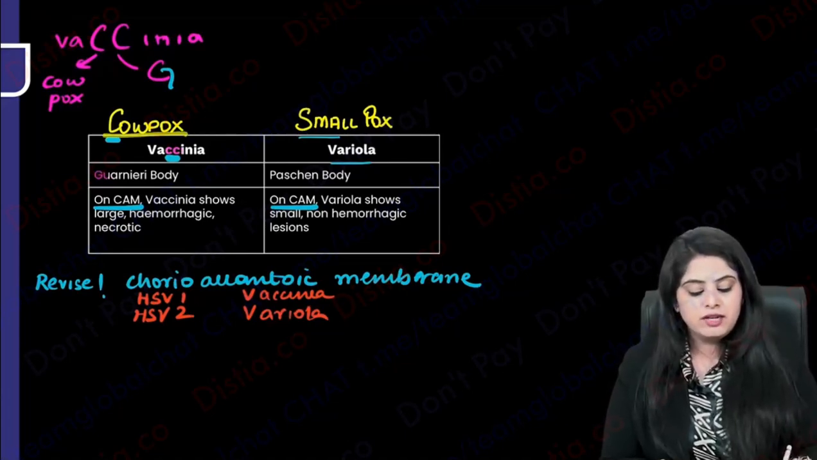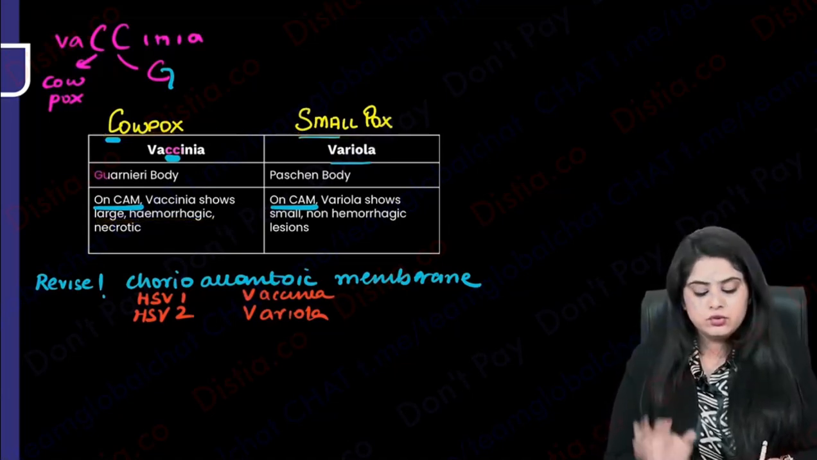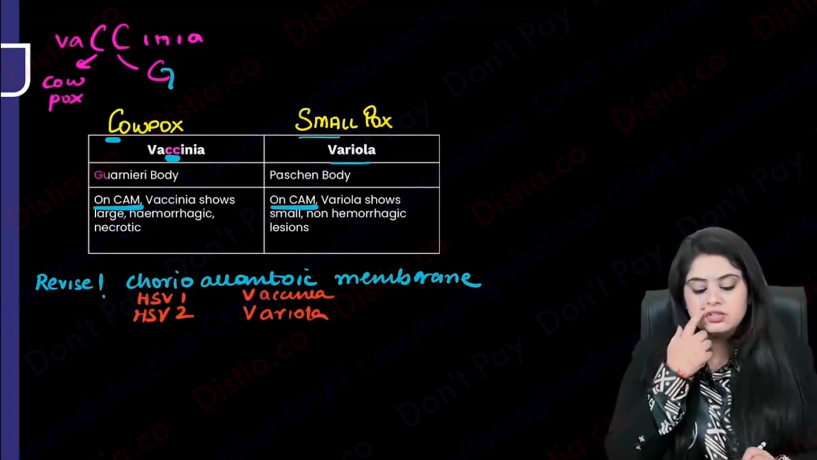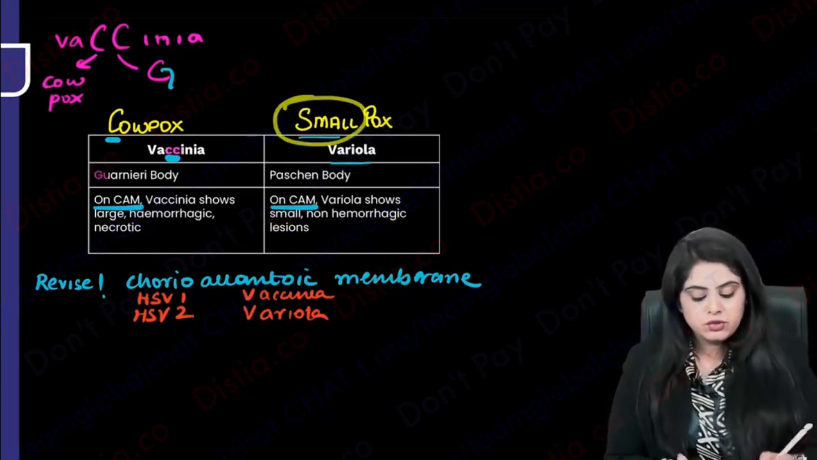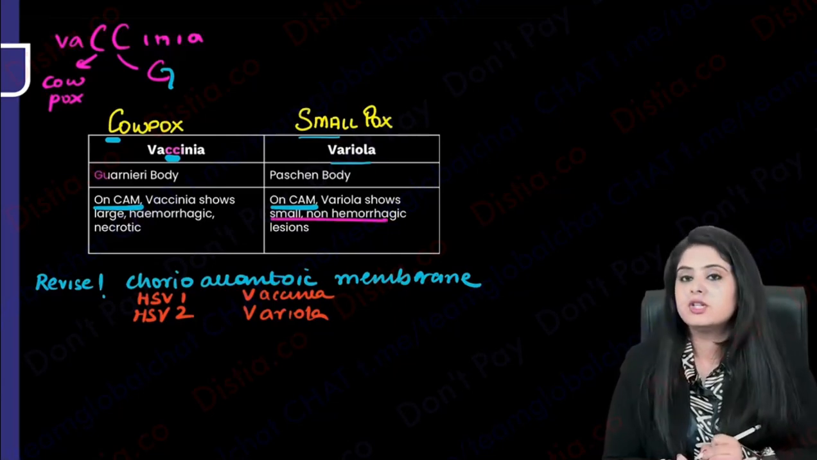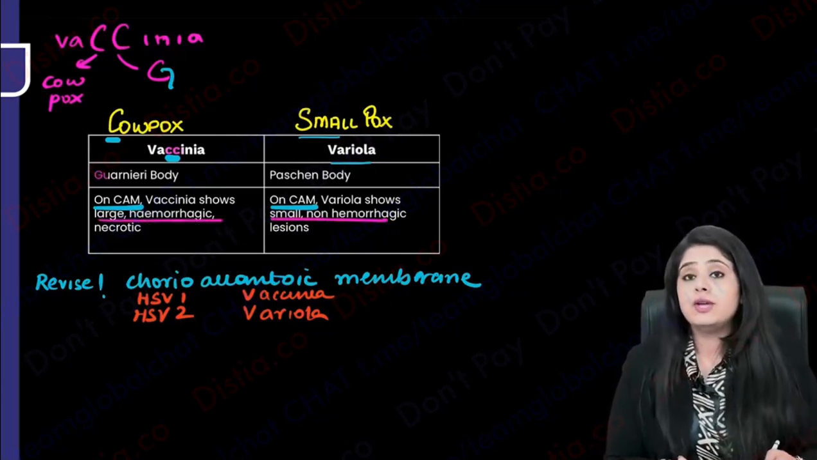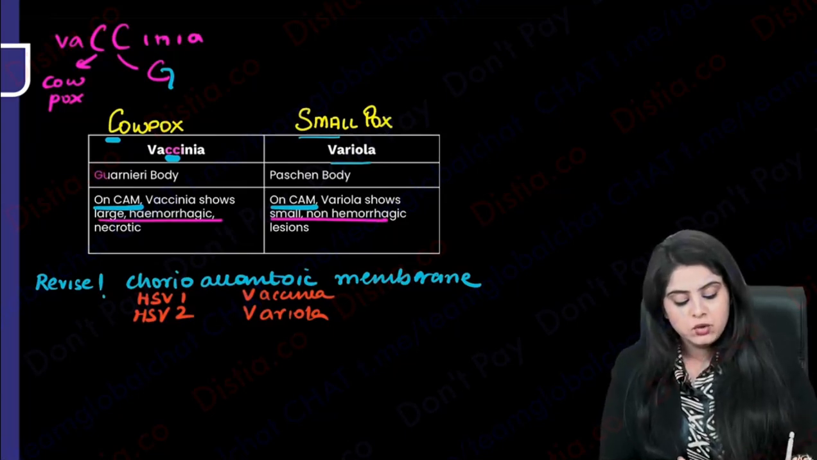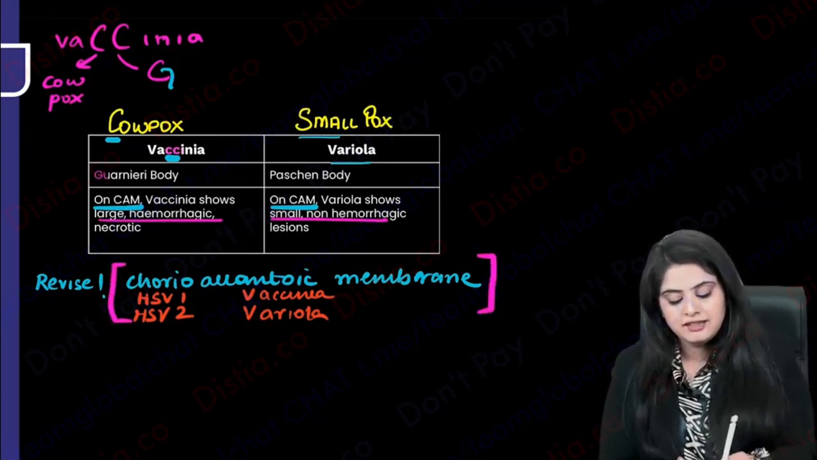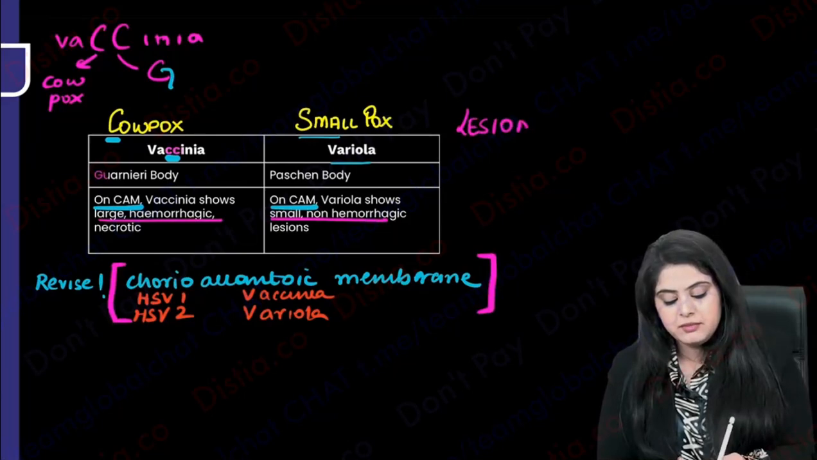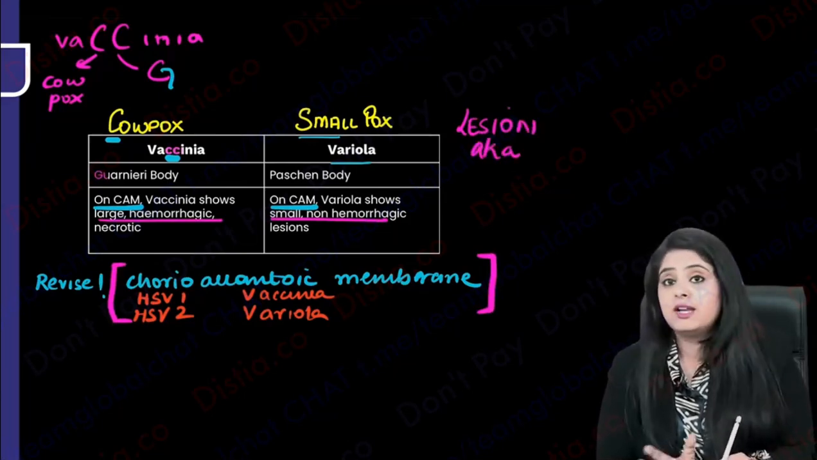So cowpox wala is going to show you hemorrhagic lesions, and smallpox, small hai, so it's going to show you small non-hemorrhagic lesions. So the names are only telling me. Small is going to show you small non-hemorrhagic lesions. Cowpox is going to show you hemorrhagic lesions, and these lesions over here, they are also known as pox. Please remember the lesion, not the pox wala POX.